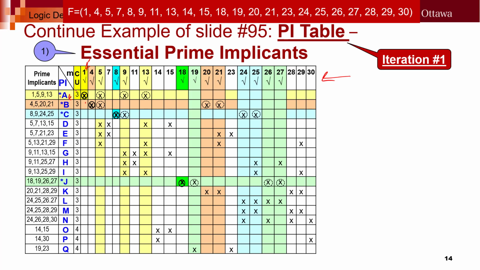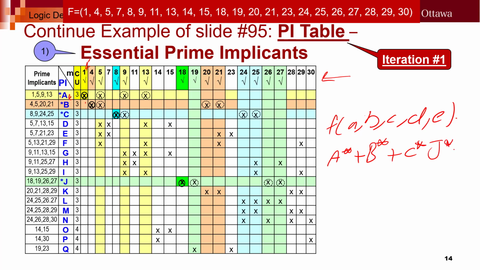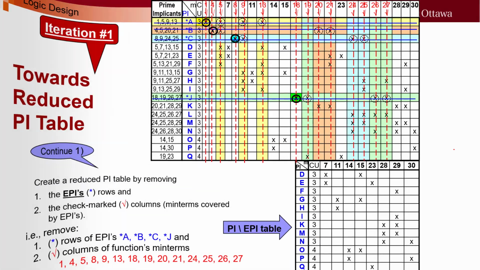So what is my essential prime implicant? The essential prime implicants of F, A, B, C, D, and E, as we can see, are A star plus what else do I have? B has only one X in that column. Because it's the only one which covers four, I'm gonna put B star, and then I have C star, then J star. Am I done? No, I have to go further, according to the flowchart. So let's take a look at what I'm gonna do.